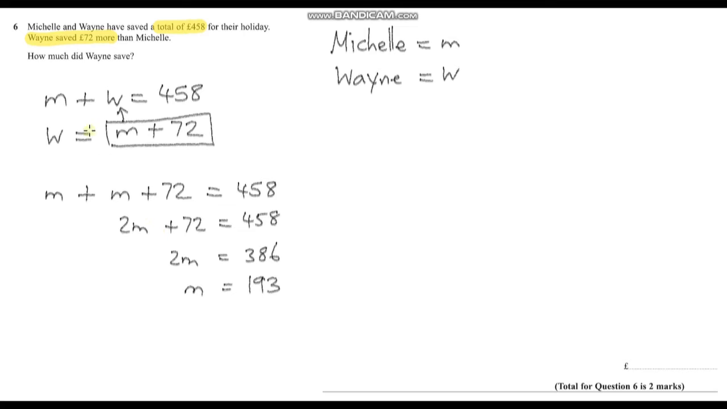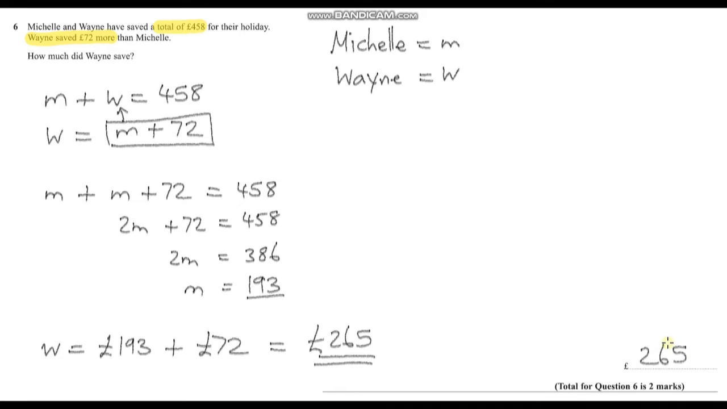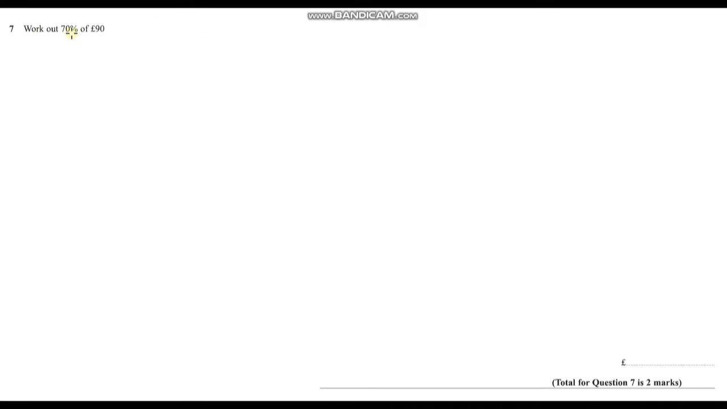So I know how much money Michelle saved now. So Wayne, we know that Wayne saved £72 more than Michelle. So we just need to add on £72. So it'll be £193 plus £72. So let's just work that out on the calculator. Plus 72, £265. So that is the amount of money Wayne saved, which is what we want. So that's our answer, £265. Question 7. Work out 70% of £90.